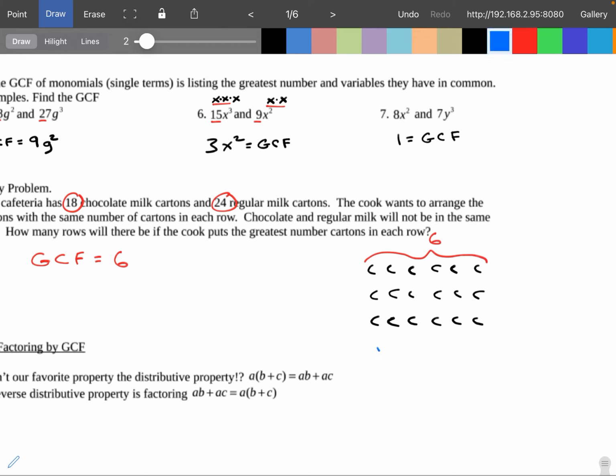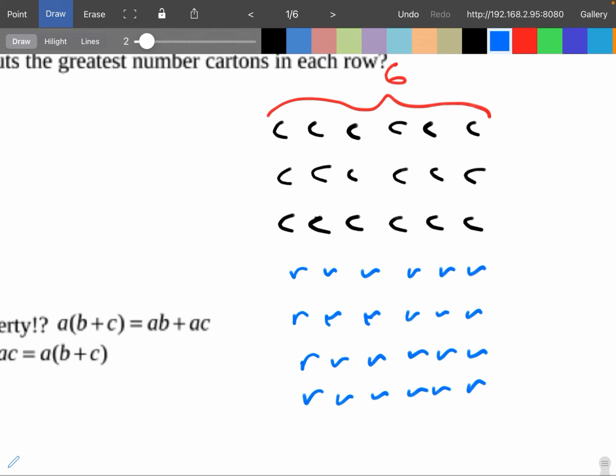All right, and then for regular milk, I'll just put R. So for the regular milk, you're going to have 1, 2, 3, 4, 5, 6 in each row, four rows. You see that you got 24 of those now? So the number of cartons in each row was the greatest common factor of 18 and 24. Hopefully down there in the blue you can see that, I'll zoom in a little bit. There you go. Hopefully you can see there's 24 R's.